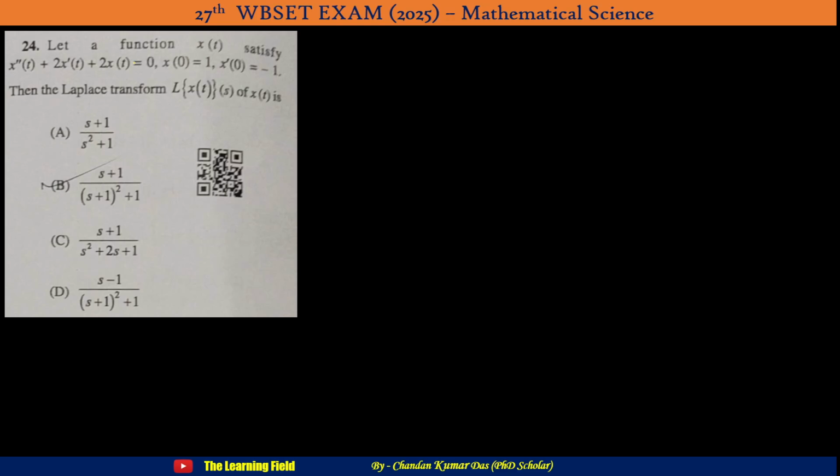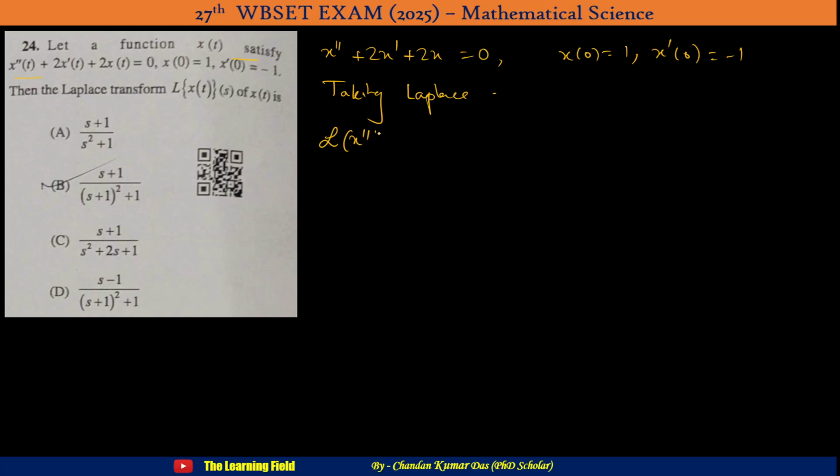Now this question is from Laplace transformation. Let the function x(t) satisfy x double dash plus 2x dash plus 2x equal to 0, with x(0) equal to 1 and x dash 0 equal to minus 1. So if we take the Laplace transformation, we get L of x double dash plus 2 L of x dash plus 2 L of x equal to 0.